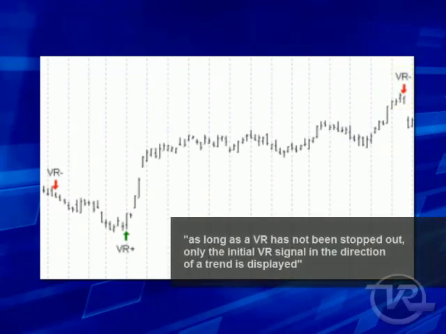As long as a VR has not been stopped out, only the initial VR in the direction of a trend is displayed. I will repeat that. As long as a VR has not been stopped out, only the initial VR signal in the direction of a trend is displayed. Sequential VRs are not included in this expert.